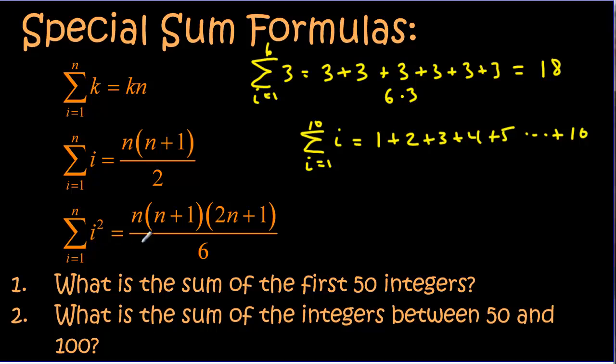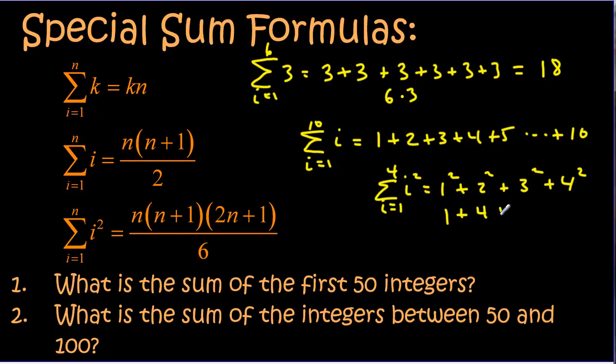And here we have i squared, so that would be the sum of the squares. So if we were doing, I'll just keep it short this time, i equals 1 to 4 of i squared, it's going to be 1 squared plus 2 squared plus 3 squared plus 4 squared, which would be 1 plus 4 plus 9 plus 16. In this case, with just 4 terms, we could add those up rather quickly. But if we wanted to do this sum for n being some big number, we can use this formula. We're going to be using this formula because we're talking about sum of integers here.